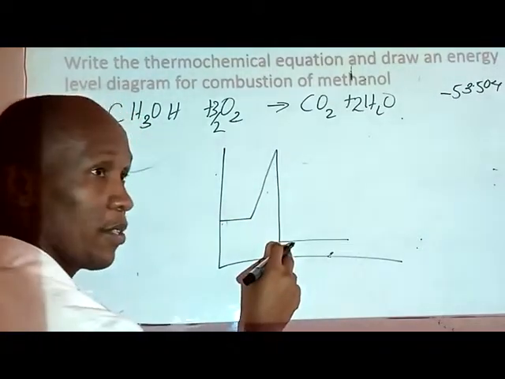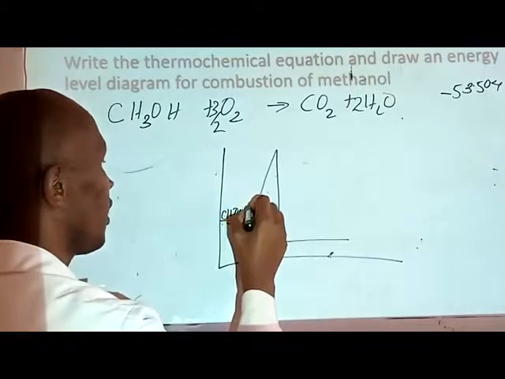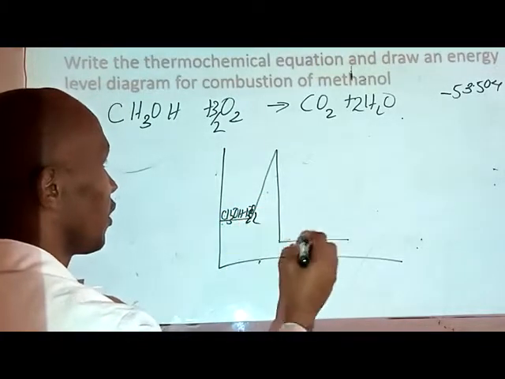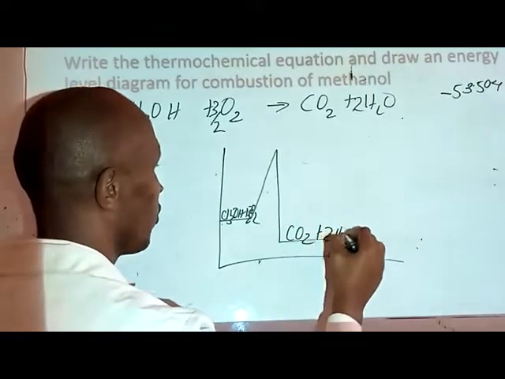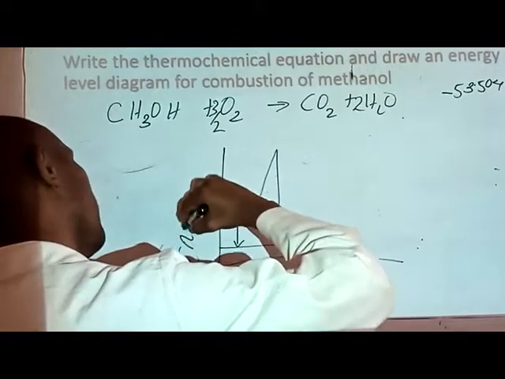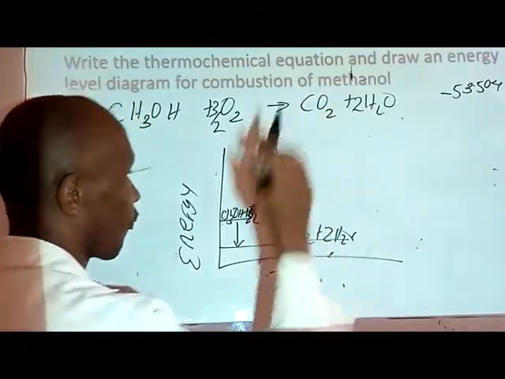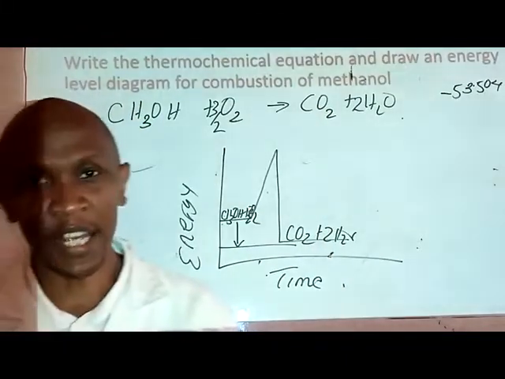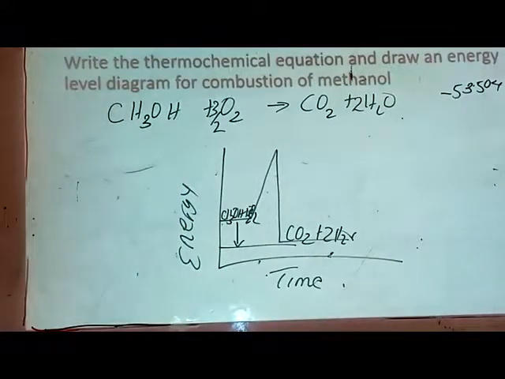It's exothermic, so the products are lower. Methanol plus 3/2 oxygen to form CO2 plus 2 H2O. Energy, time. That is the energy level diagram for that particular reaction. Next question.